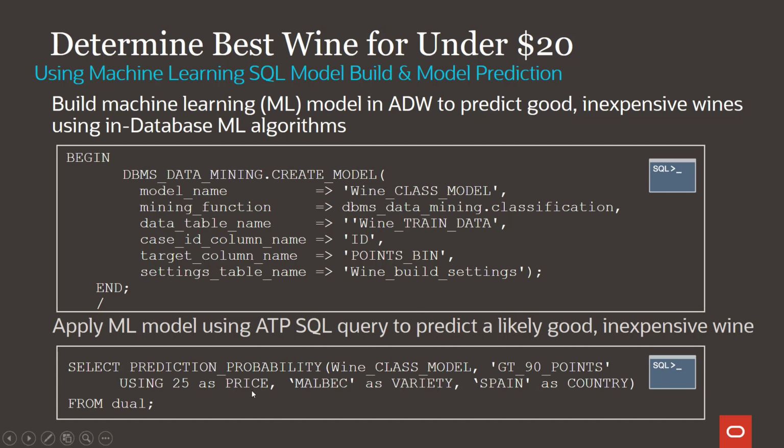So now, whether I'm doing this from a REST API call, a batch call, or a SQL call to the Autonomous Transaction Processing database, I can just say, here's the type of wine: it's $25, it's a Malbec, it's from Spain, and make a prediction on this. And that's what it really boils down to.